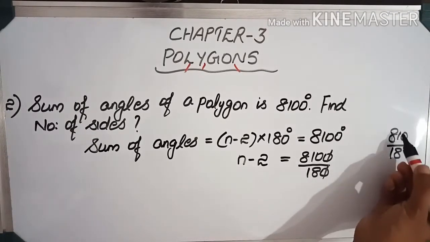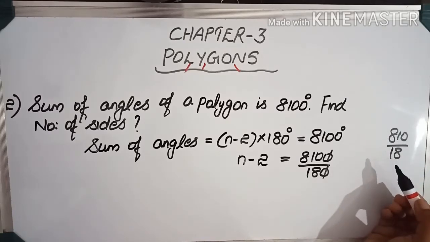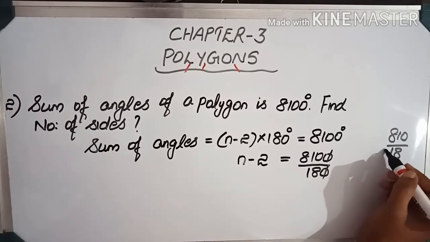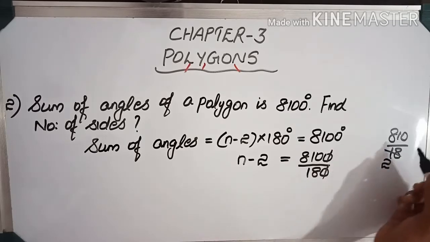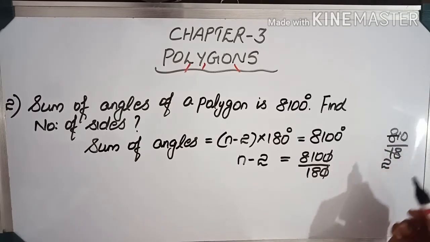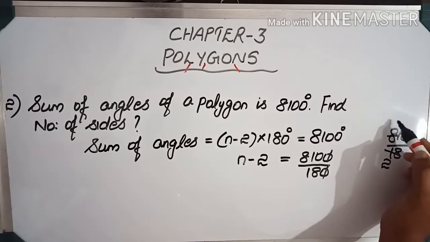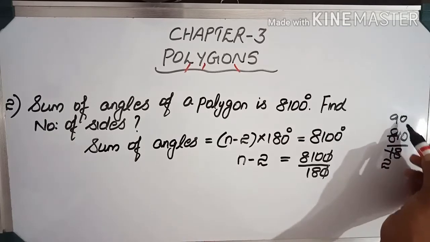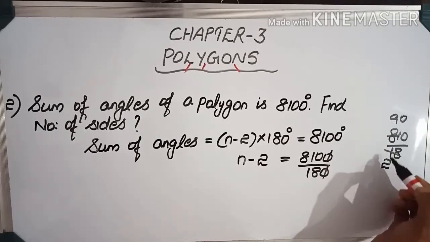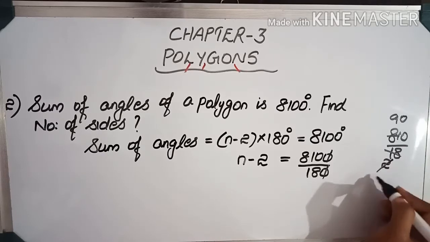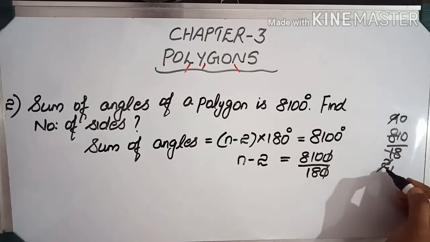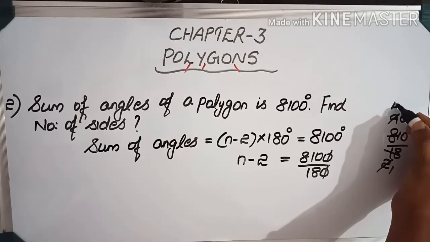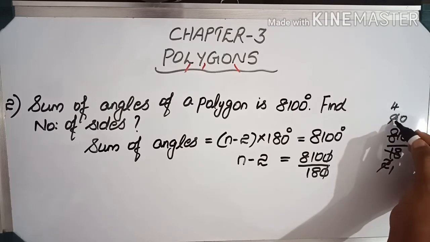Here 81 and 18 are both multiples of 9. How many 9s are there in 18? In 18 there are 2 nines. Now in 81, how many 9s? 9 nines are 81. So let's put 9 here, and the 0 balance also here. So 90 by 2. Now let's divide it by 2. In 2 only 1 two. Now in 9, how many 2s are there? Total 4 twos. 4 twos are 8. Balance is 1.